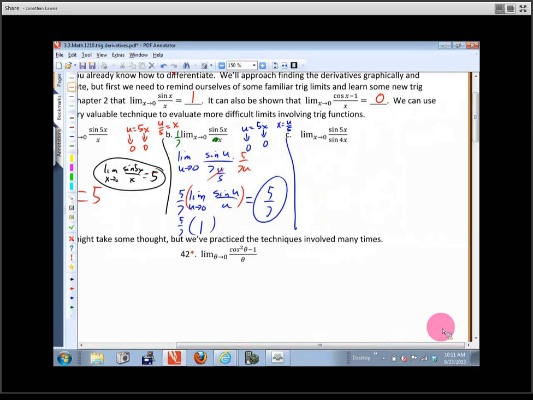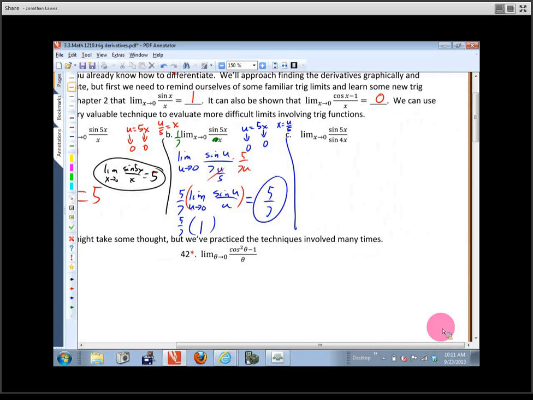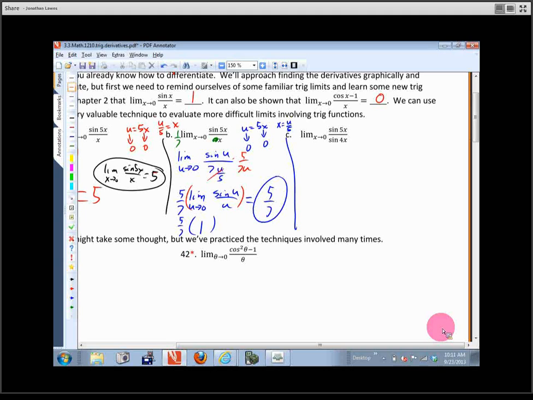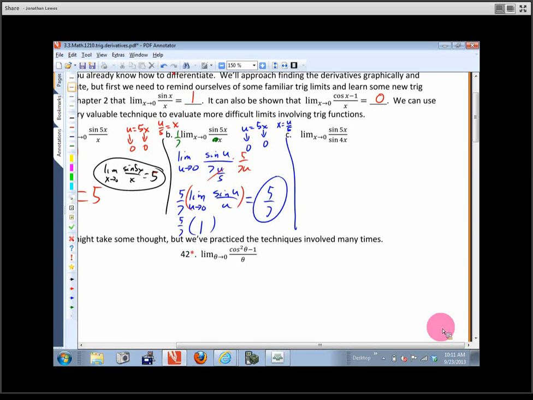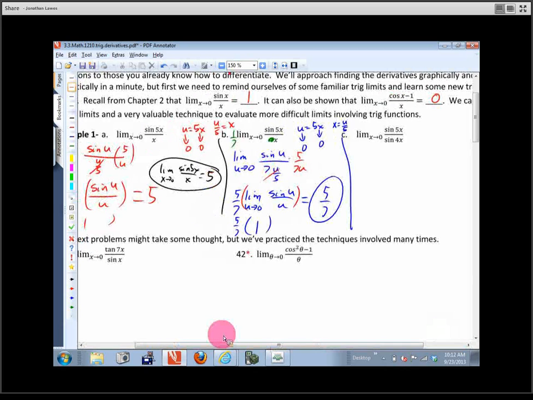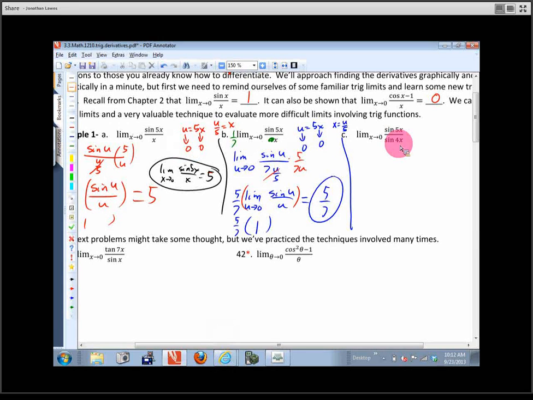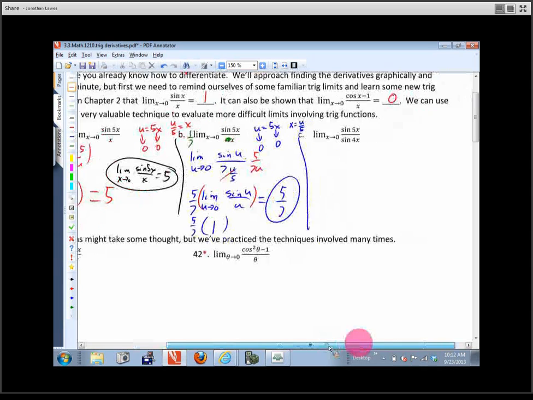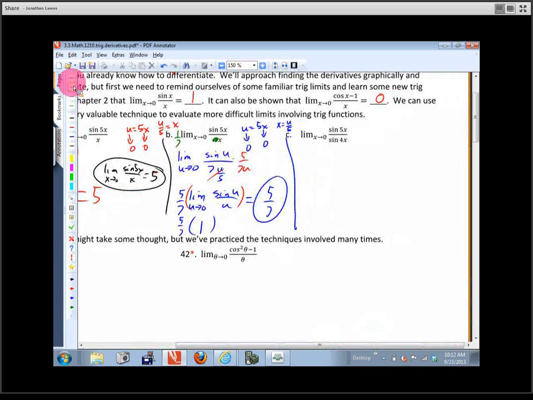Can you make any guesses as to what this is going to be? It is going to be 5/4. Can we think about how we would make that work out? It's not exactly like what we've already done, because in each of these cases we had a plain old x in the denominator. Now we've got a sine of 4x. There's a quick little algebraic trick that we could do to make it look like something we've already done.